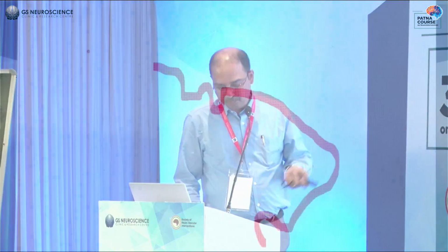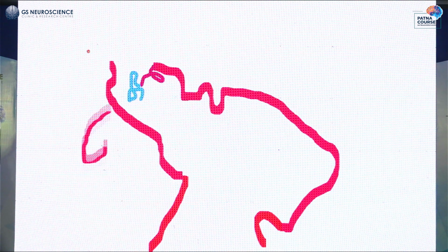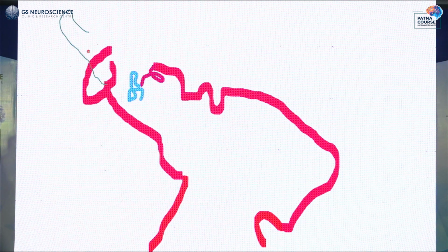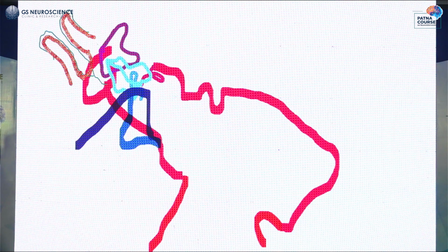So if we draw a cartoon now, this is the ACA, the ACA compartment, the PCA, the PCA compartment, and these are the venous part of it.